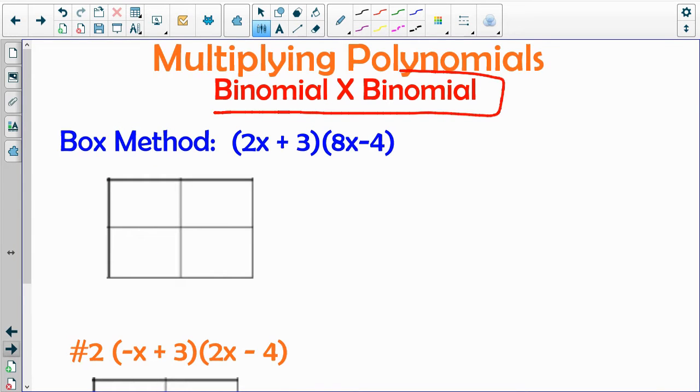So we write down next, please, binomial times another binomial. There's a process that we have to take when we do this, and I'm going to show you two methods that you can choose from. You can decide. The first one is the box method. So we write box method and write down this example, 2x plus 3 times 8x minus 4. So a binomial times a binomial.